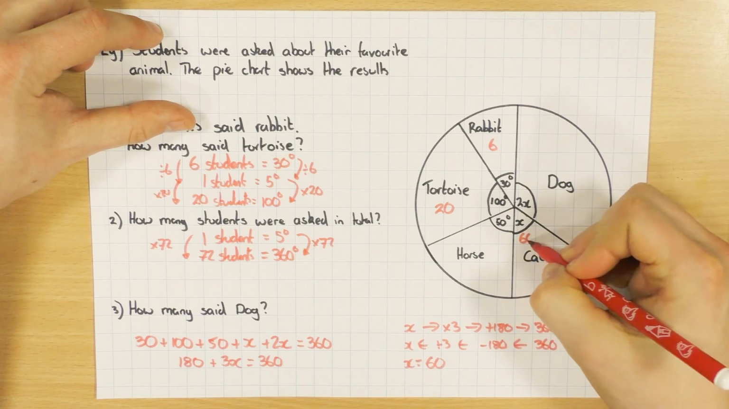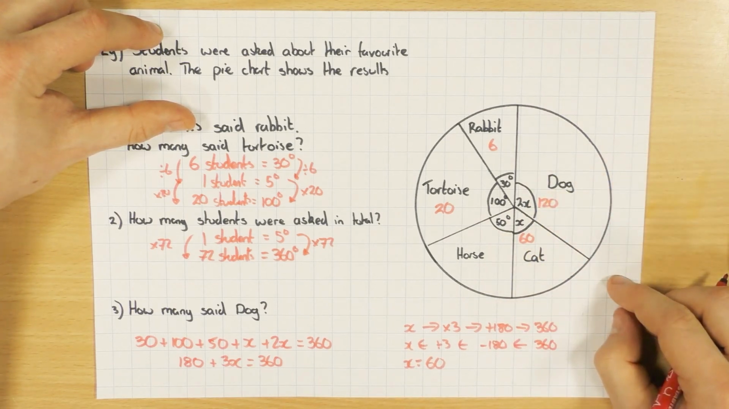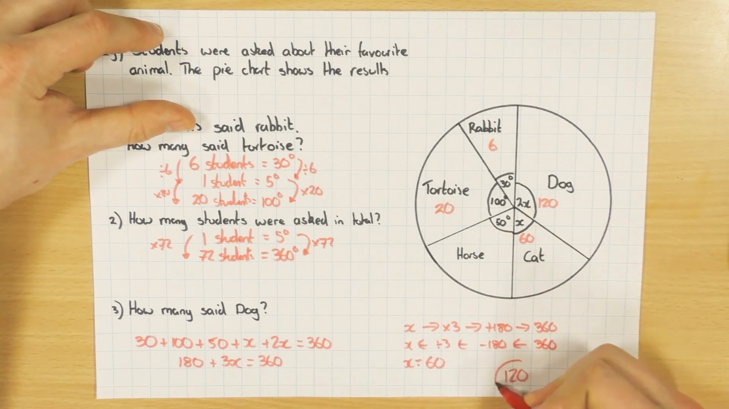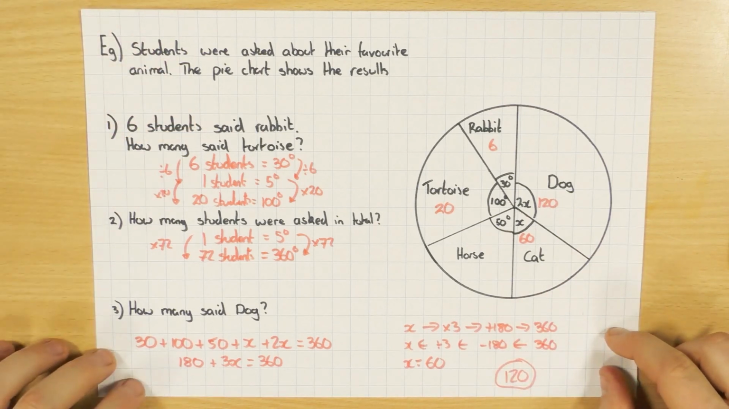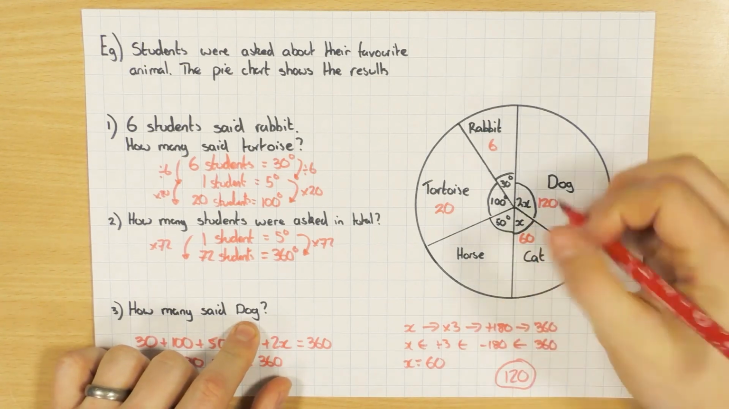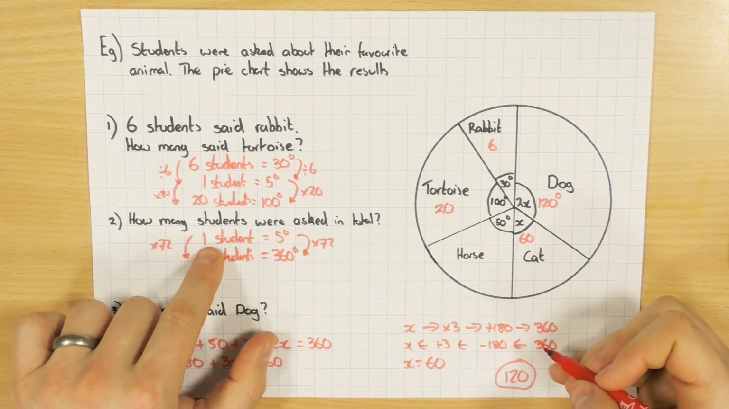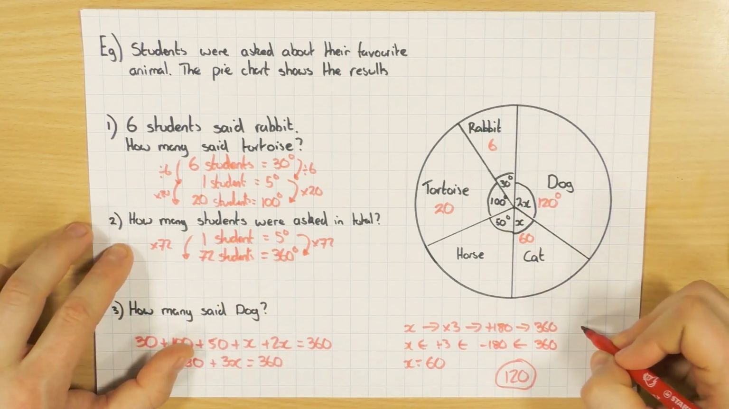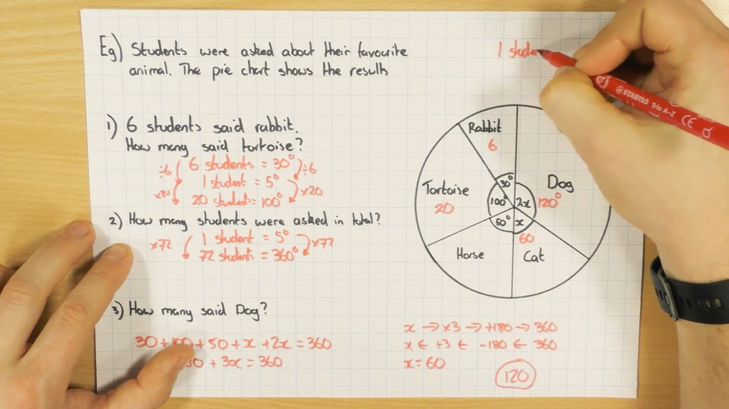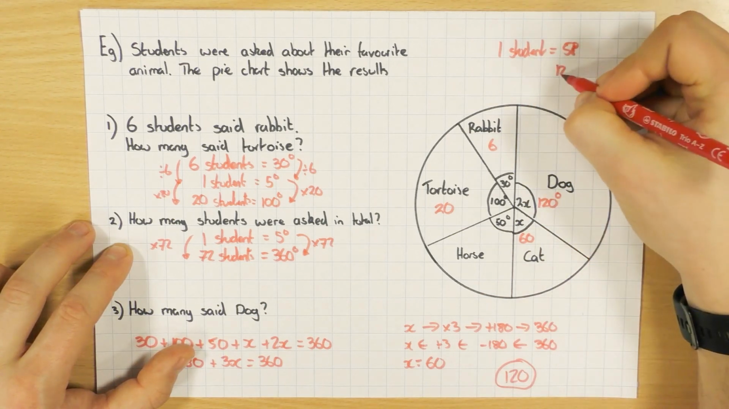So x on its own there is 60, 2x just means 2 times x, so that's 120. Okay, so how many people said dog? 120, it's another line, I'm getting carried away. How many people said dog? The angle is 120 degrees, okay, and we know that one student is 5 degrees. Where can I write this? Let's write it up here. So one student is 5 degrees.